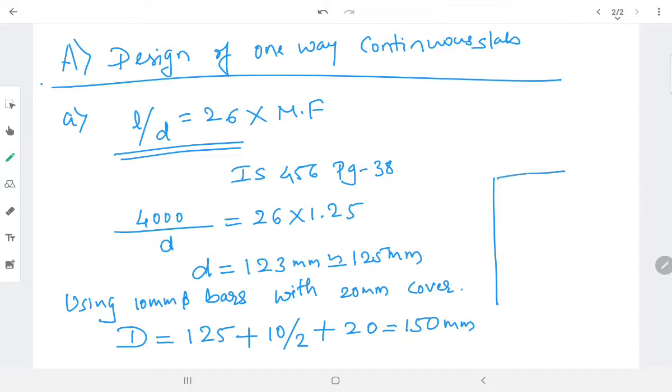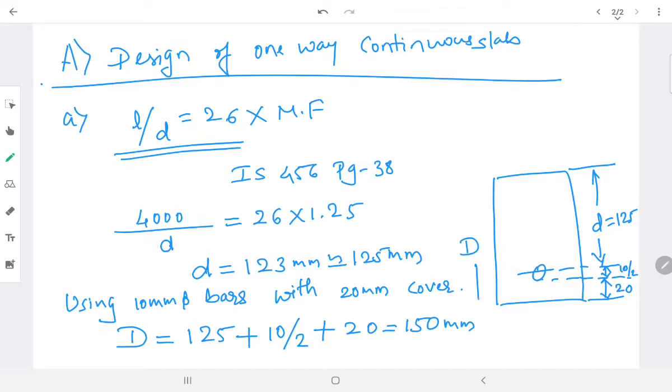So here I'll draw this slab. This is the depth and this is the dia of the bar. Here this will be small d, that is 125, and this is dia of the bar divided by 2. Here it is 10 by 2, and this will be cover. So overall depth D will be taken as effective depth plus 10 by 2 plus 20. So here we have calculated overall depth of the slab as 150 mm. I hope you have understood this one.